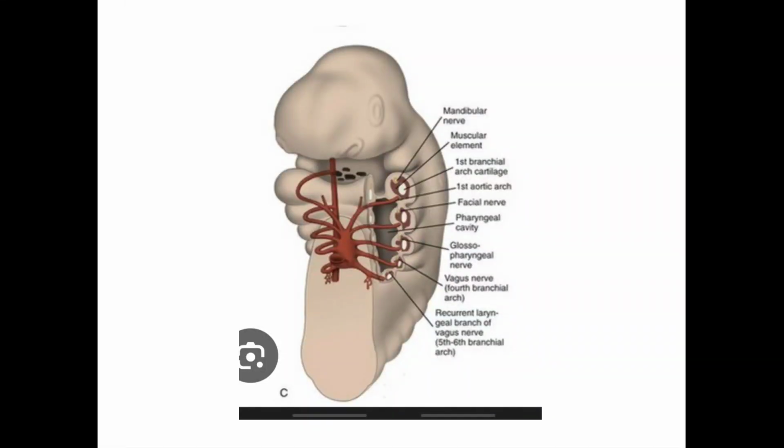Look at this image. From the fourth pharyngeal arch, the vagus nerve derives. The recurrent laryngeal nerve, which is a branch of the vagus nerve, arises from the sixth pharyngeal arch, which dates back to the embryology.